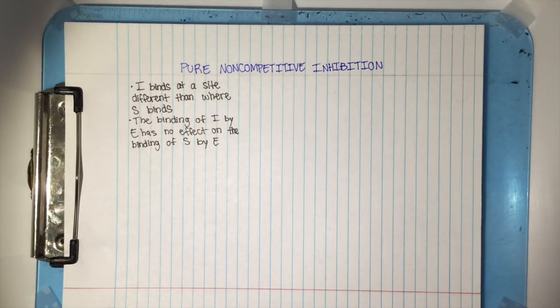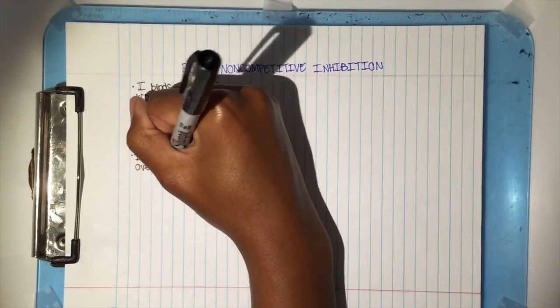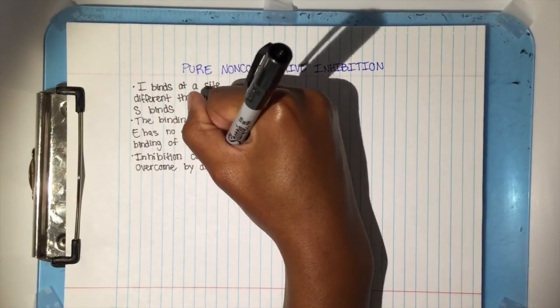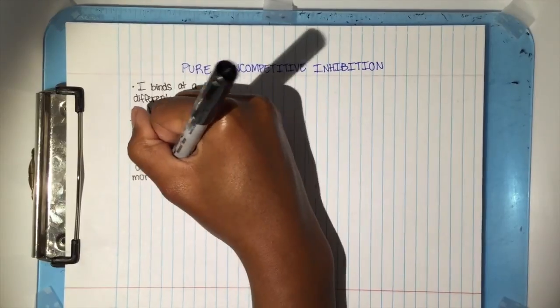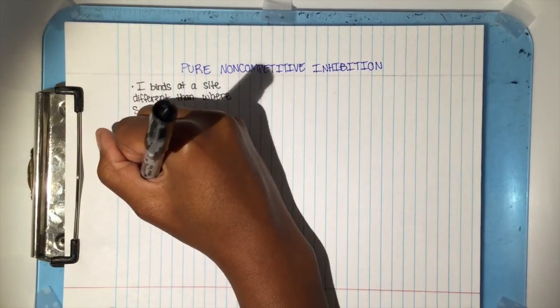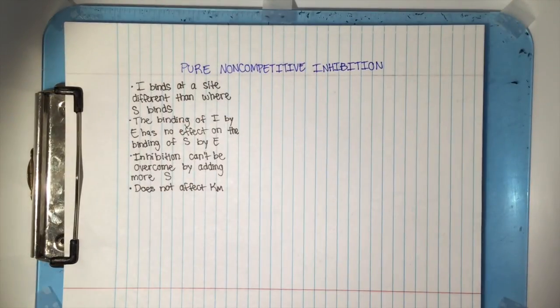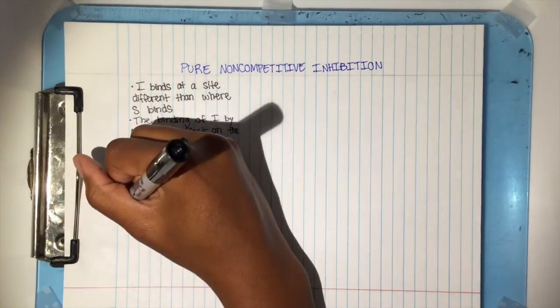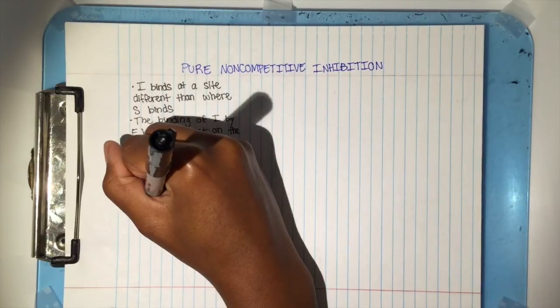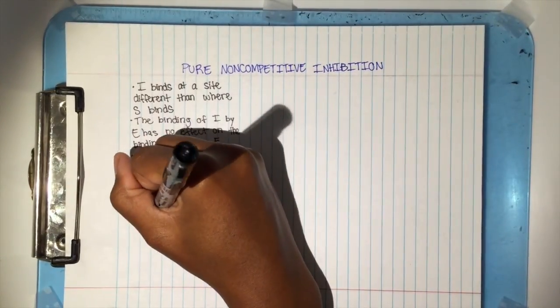Third, we know that inhibition cannot be overcome by adding more S, as it was in the case of competitive. We also know that the binding of the inhibitor in pure noncompetitive does not affect Km. However, Vmax is affected, and it changes by a factor of 1 plus I over Ki.